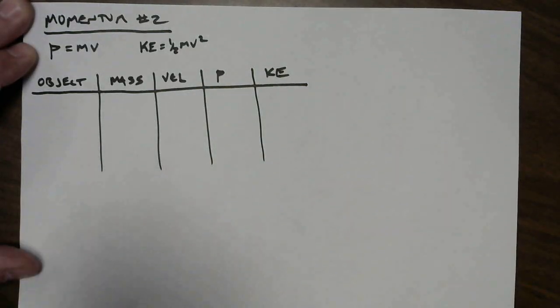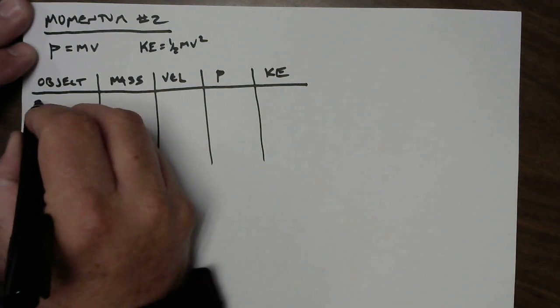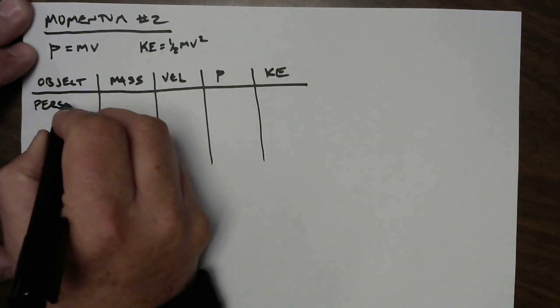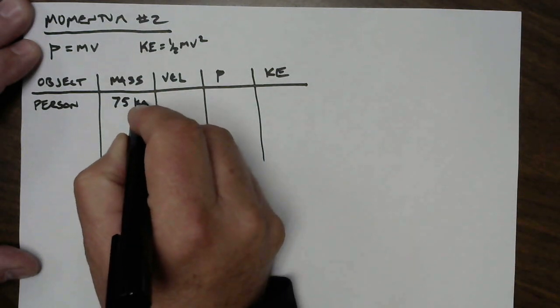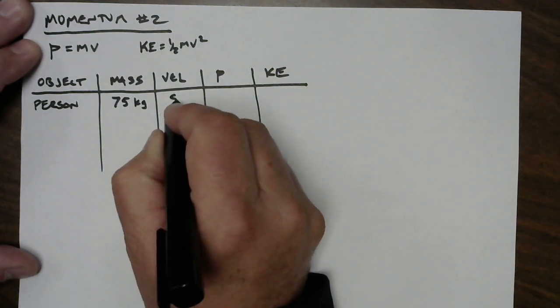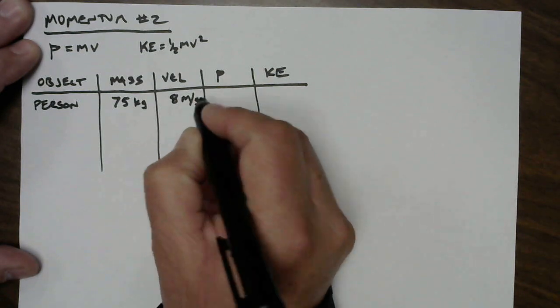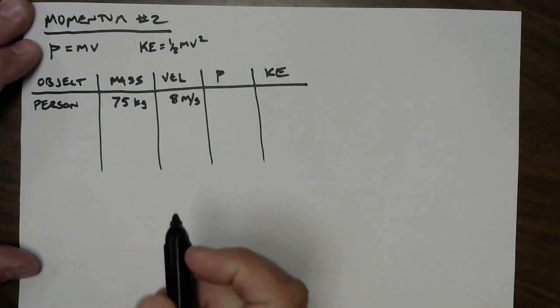All right, so let's start with something pretty obvious. Let's start with a person. And this person is going to be running. This person's going to have a mass of 75 kilograms, and a velocity of 8 meters per second. That's pretty fast running. That's track star type running.